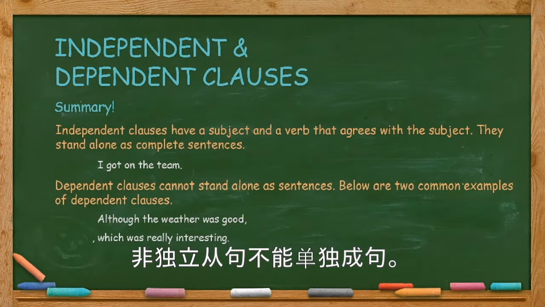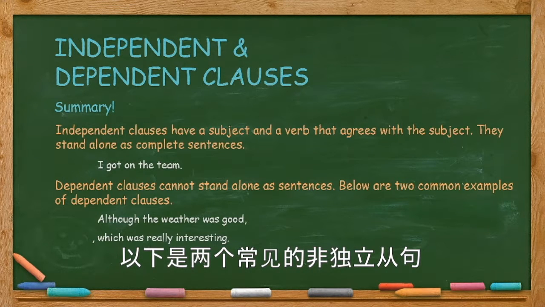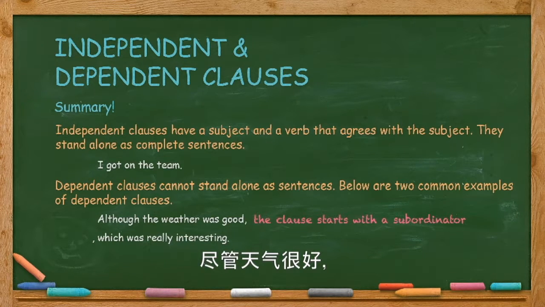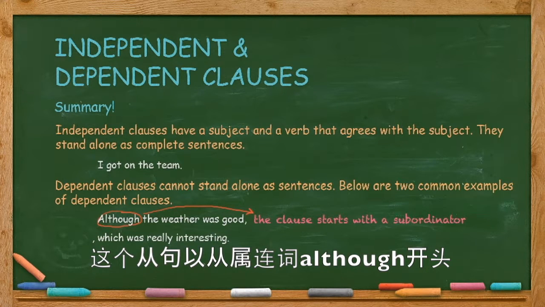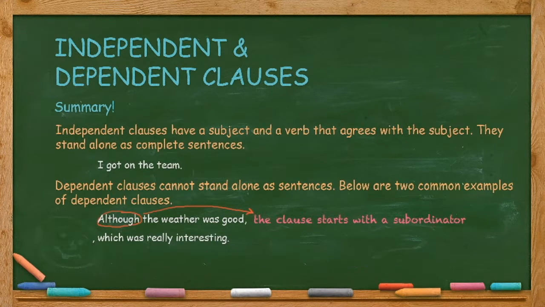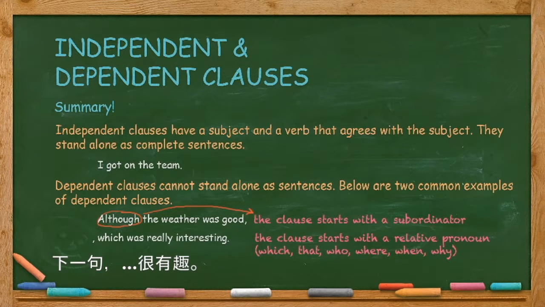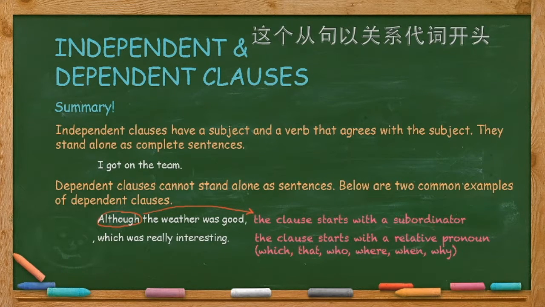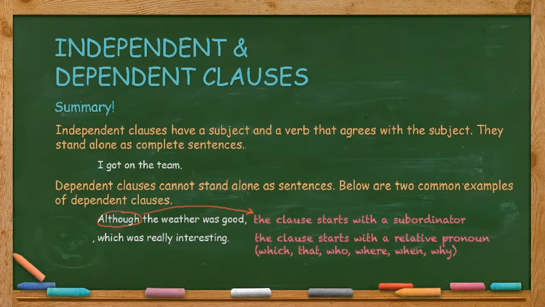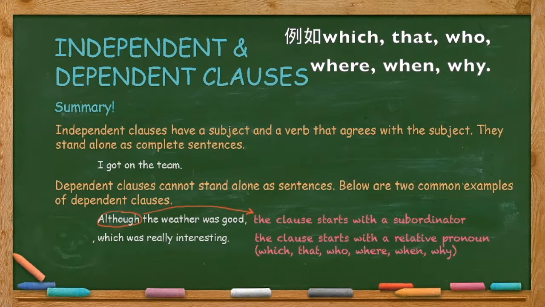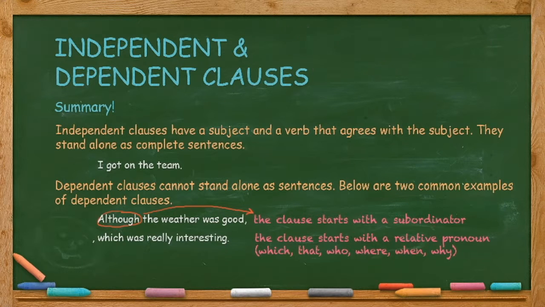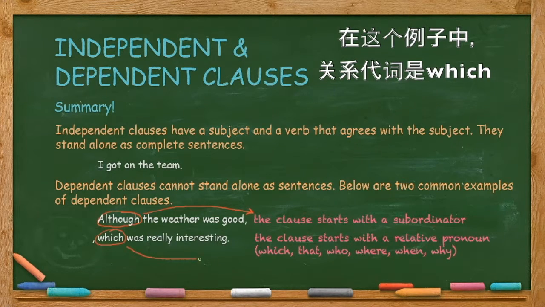Dependent clauses cannot stand alone as sentences. Below are two common examples of dependent clauses. Although the weather was good, the clause starts with a subordinator, although. And next, which was really interesting. The clause starts with a relative pronoun, for example, which, that, who, where, when, or why. In this case, the relative pronoun is which.